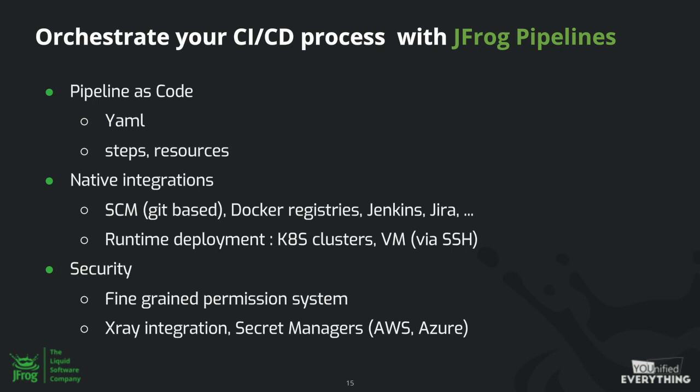In JFrog Pipelines, you also have the concept of native integrations. If you'd like to trigger a build based on commits on your SCM, it is possible. You can integrate with other registries, with Jenkins. We have a way to link them via webhooks, with Jira if you'd like to fire or create Jira tickets. For this demo, I will show you how to integrate with Kubernetes, but it's also possible with pipelines to deploy to VMs as well.